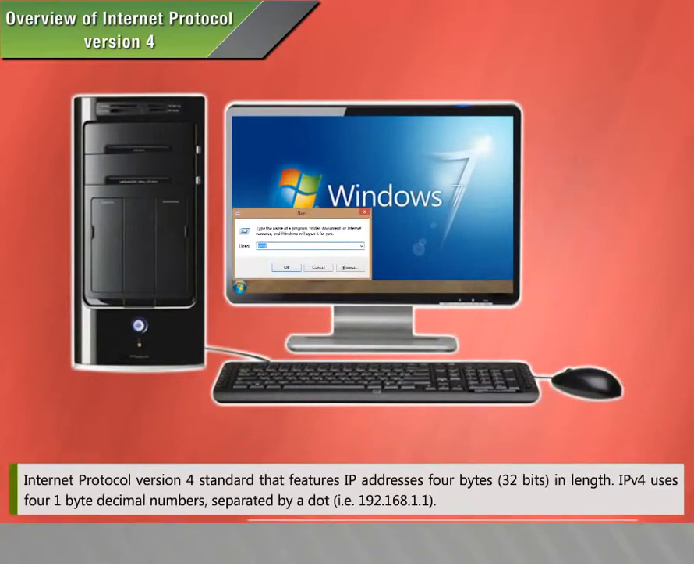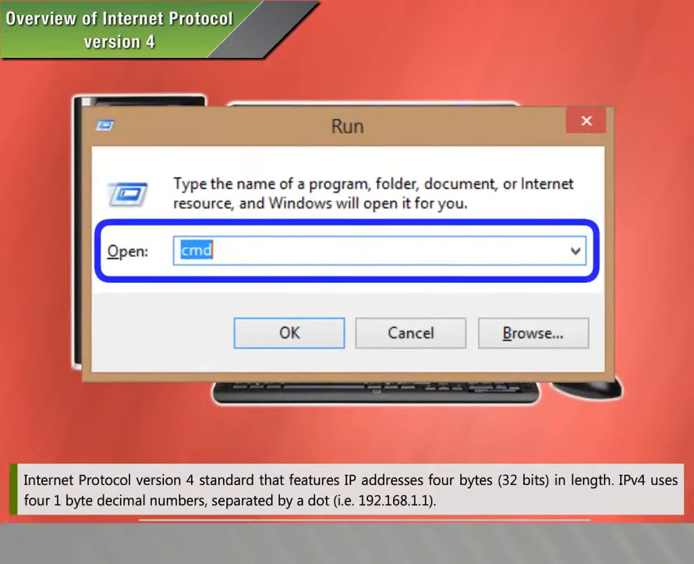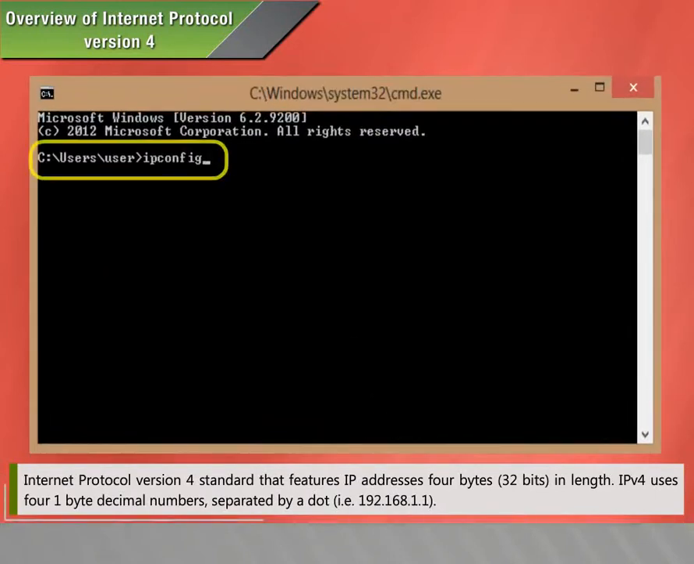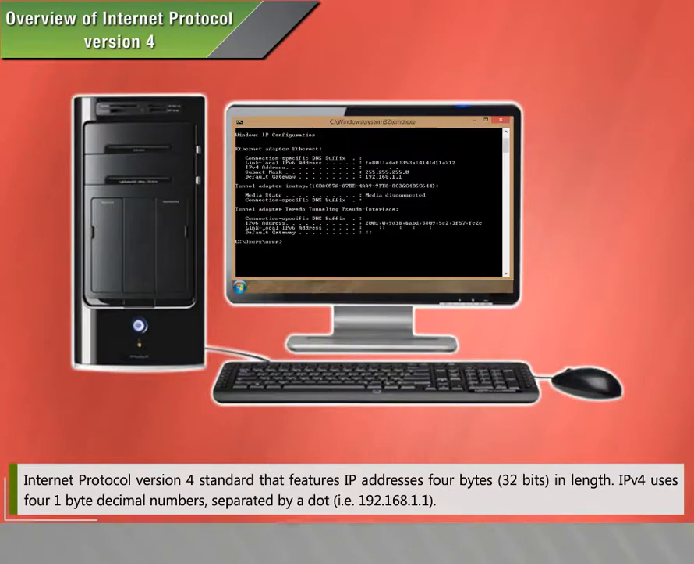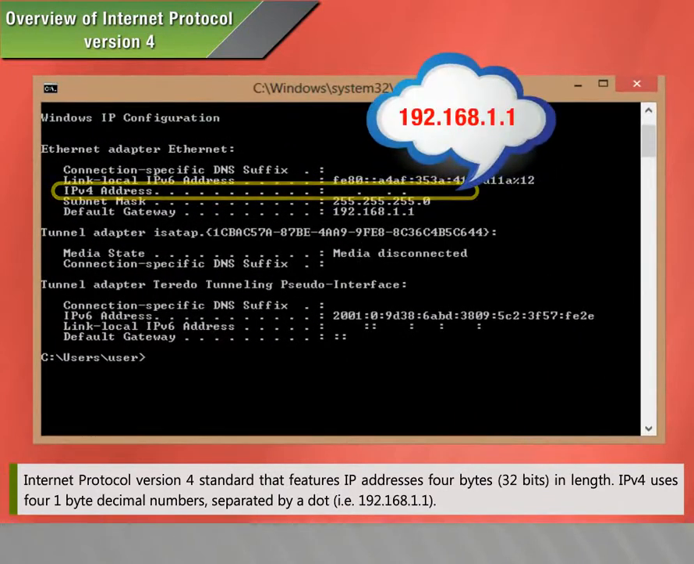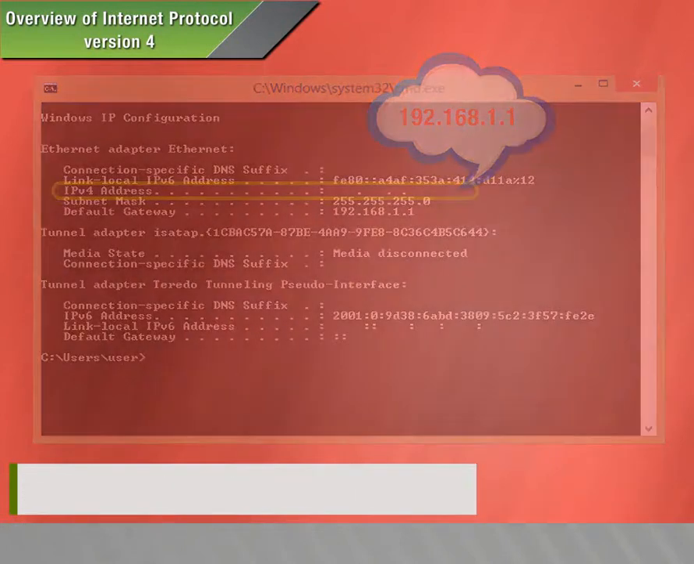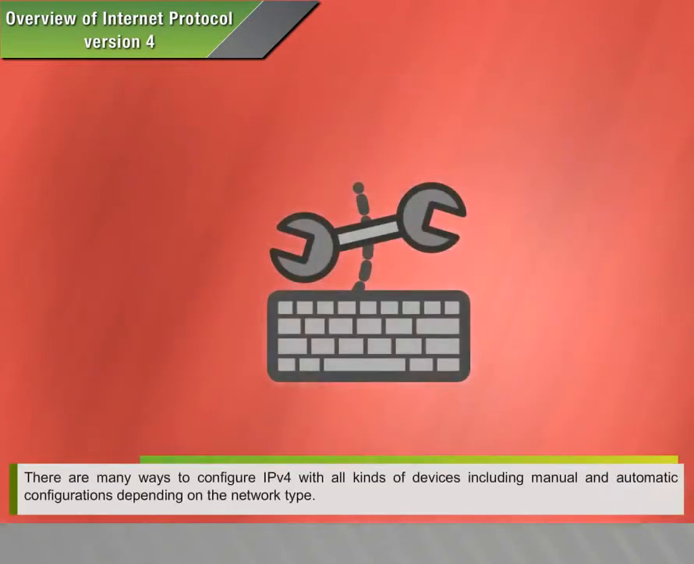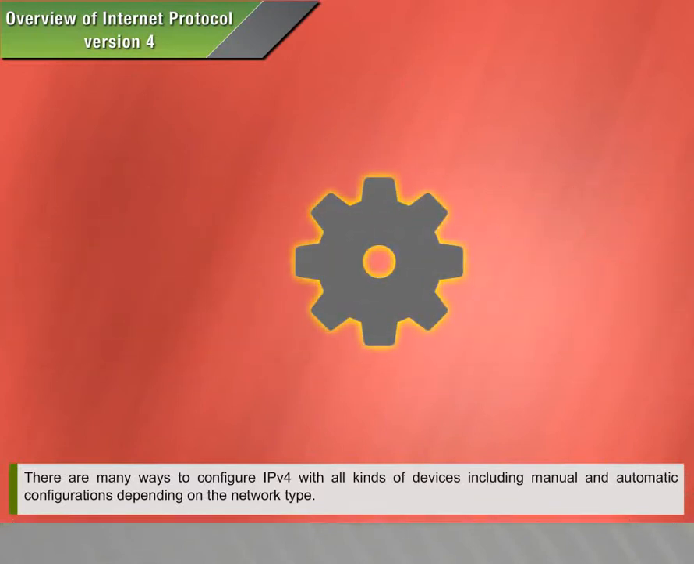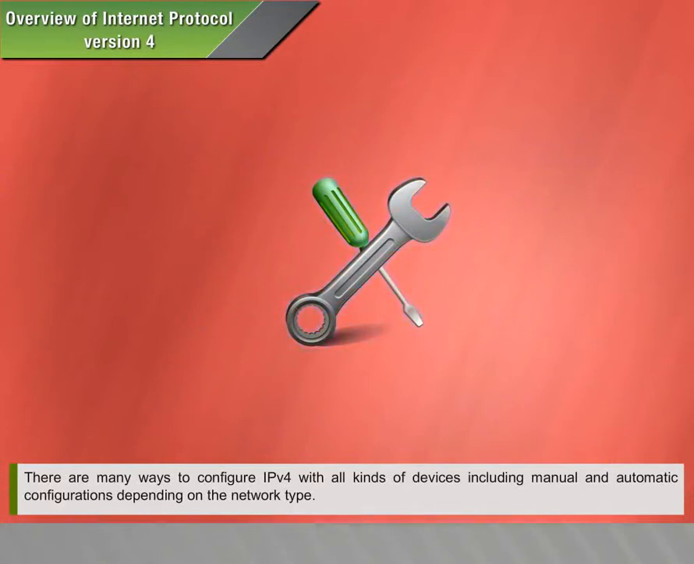The Internet Protocol version 4 standard features IP addresses 4 bytes, that is 32 bits in length. IPv4 uses four 1-byte decimal numbers separated by a dot, for example 192.168.1.1. There are many ways to configure IPv4 with all kinds of devices, including manual and automatic configurations depending on the network type.